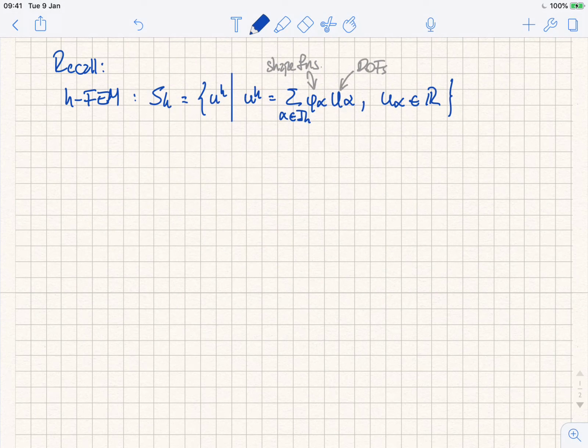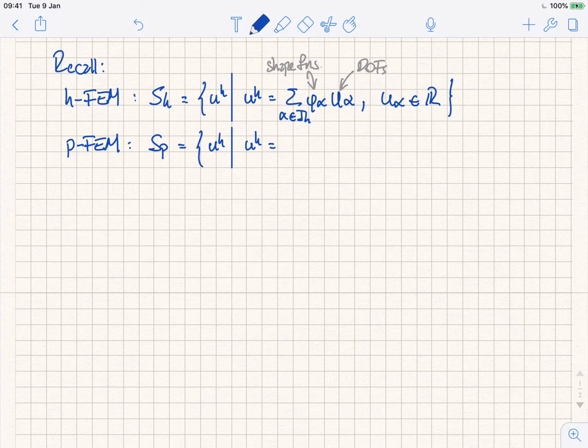So if we now recall the p-FEM version, let's call this SP, right? And it's very similar to this one. What was the difference? Who can tell me what is the difference? The nonlinear shape function. Yeah, that is the only difference.